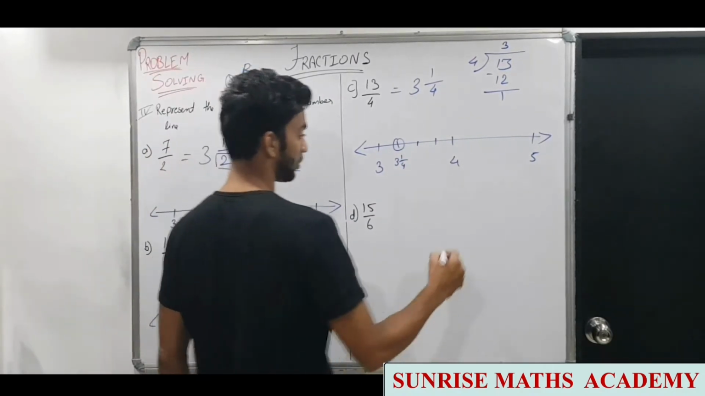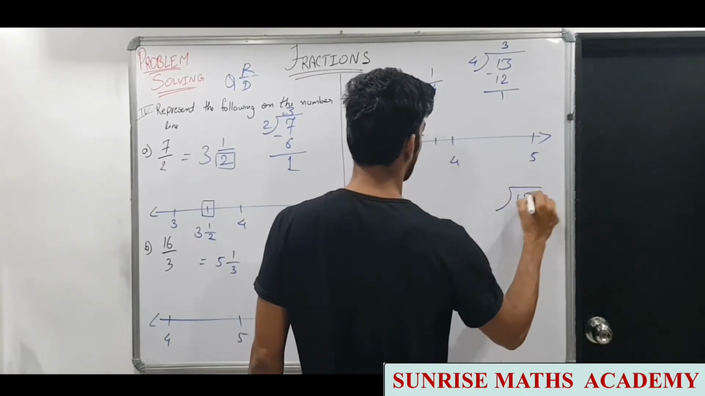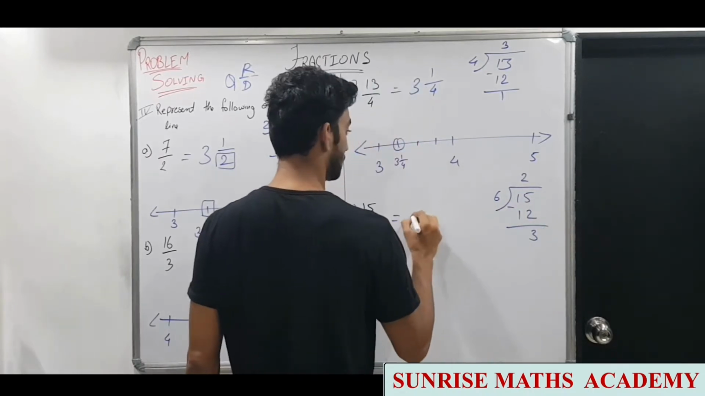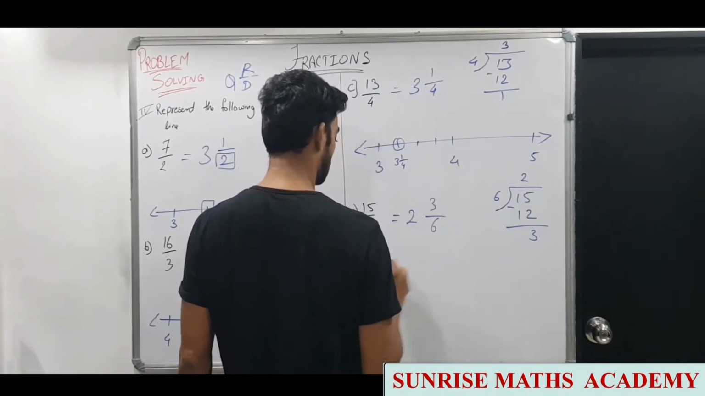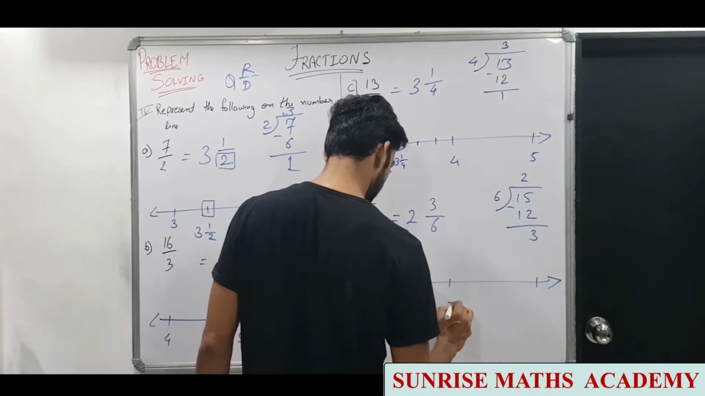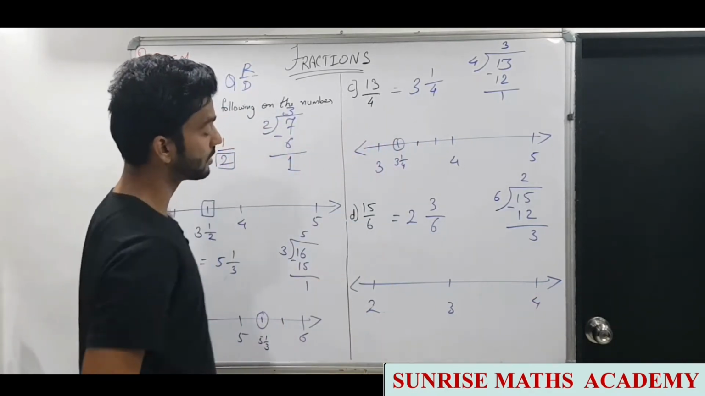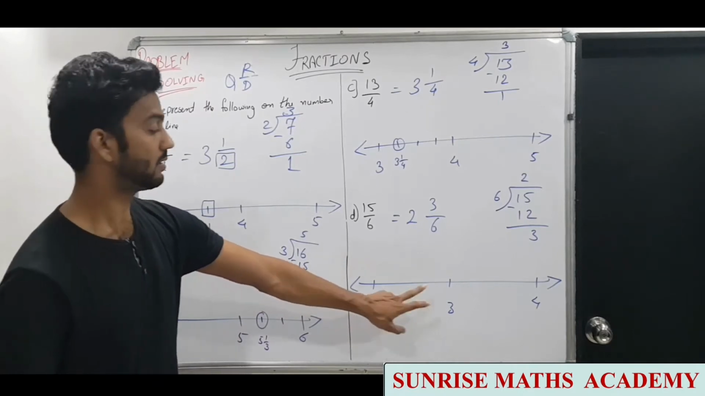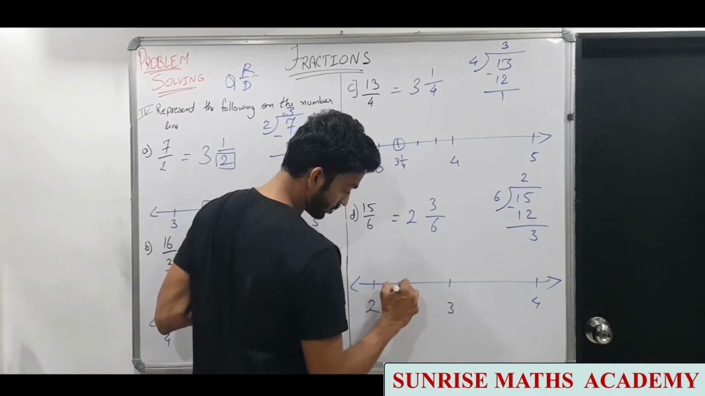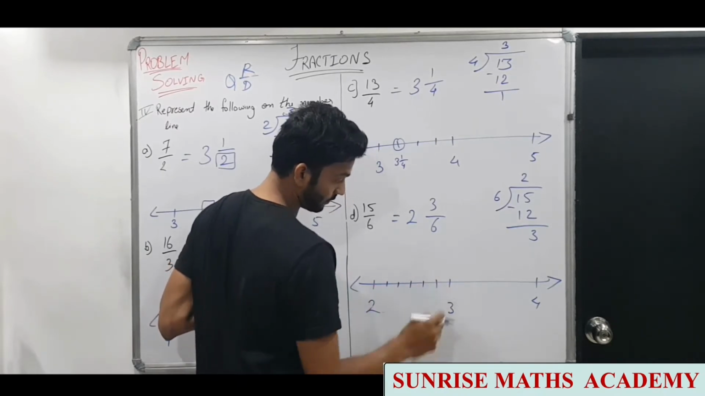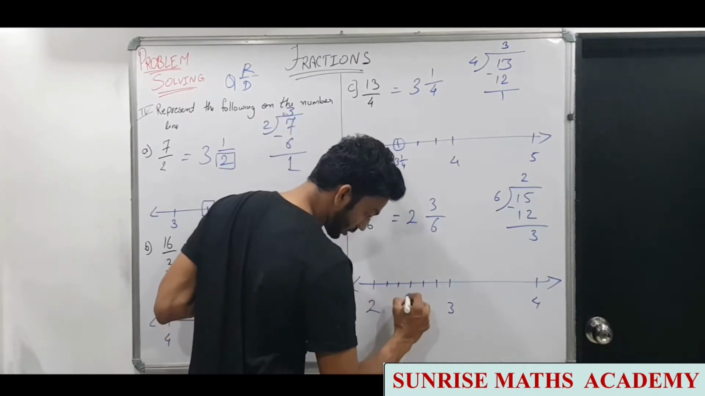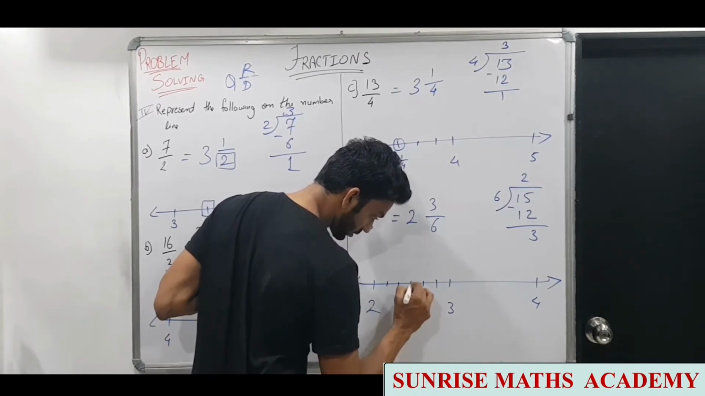So next, converting 15 upon 6 into a mixed number. 6 2s is 12, remainder is 3, so we get 2 integer 3 upon 6. So the fraction will be between 2 and 3. And the denominator is 6, so we'll have to make 5 lines here, that is giving us 6 parts. So that is 1, 2, 3, 4 and 5. This is 6. So this is 2. This is 1 upon 6, 2 upon 6, 3 upon 6. That is 2 integer 3 upon 6.